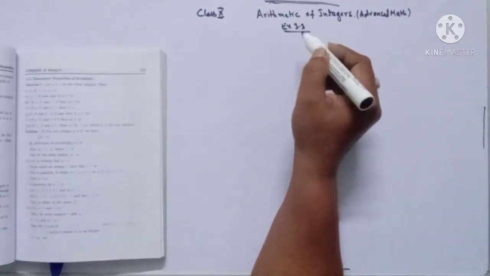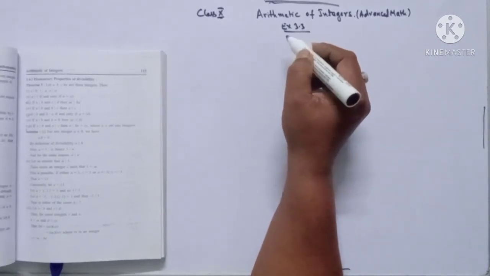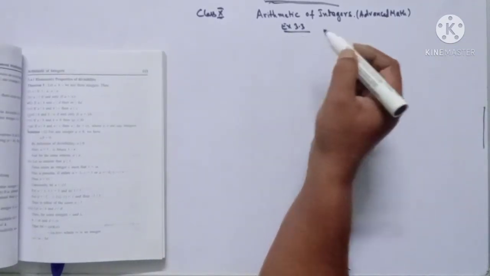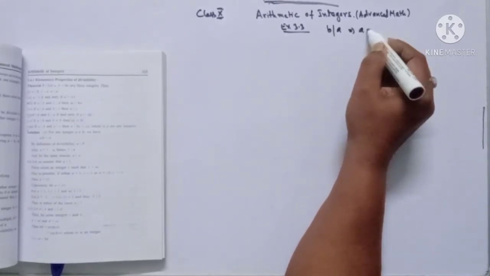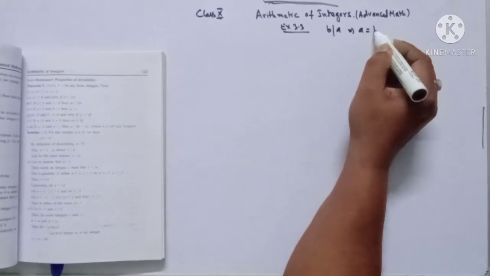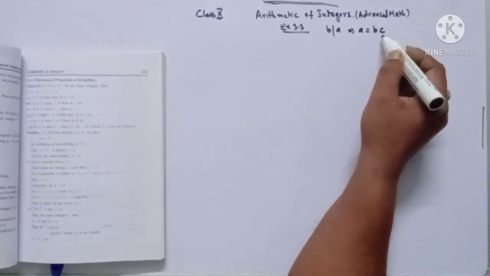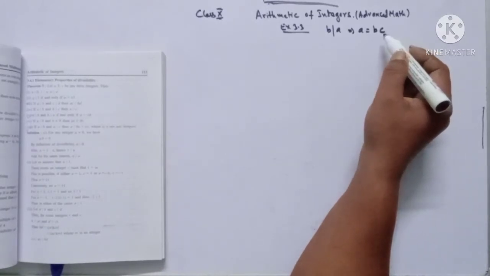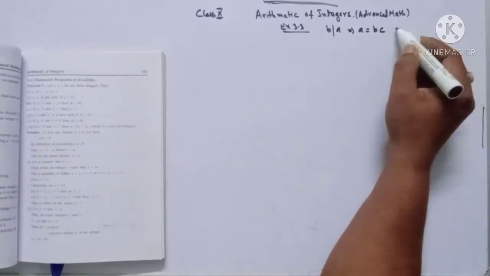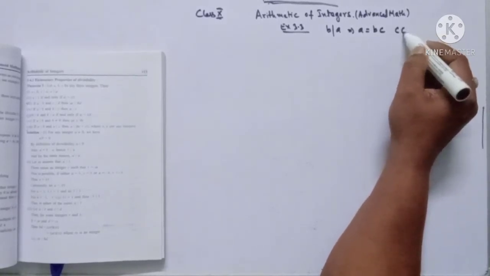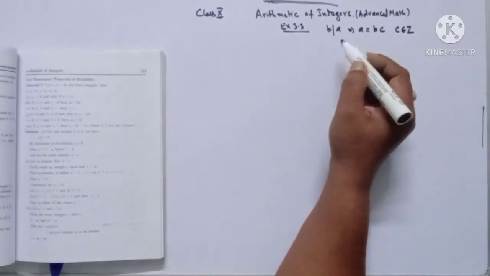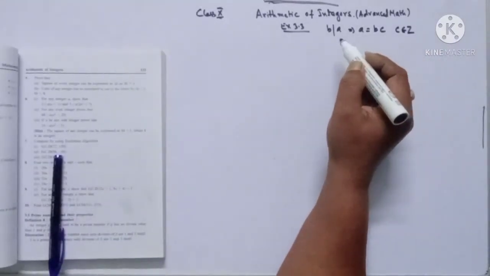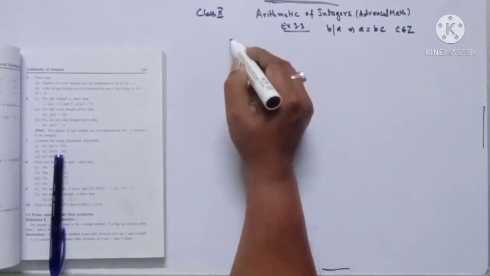The main theory of it is that here it is given that if B divides A, that means A is equal to BC, where C belongs to integer, for any integer.